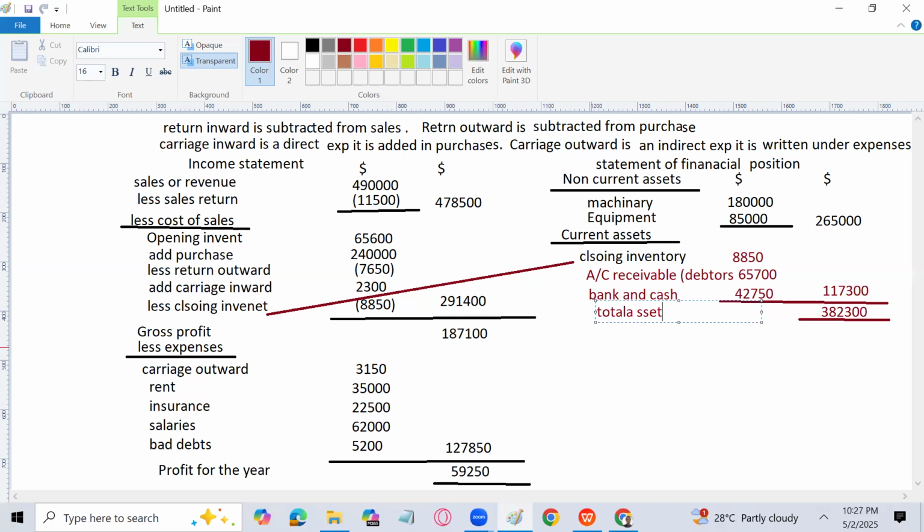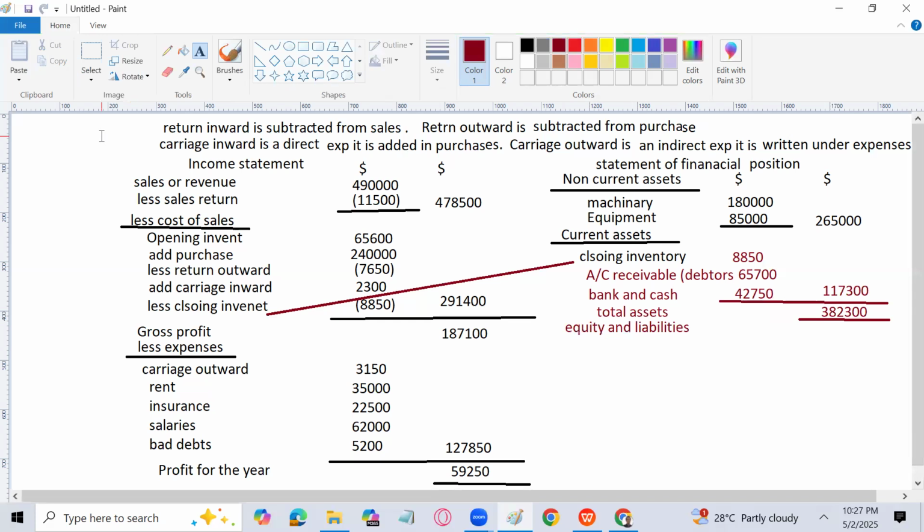Now I'm going to write the capital and equity and liabilities. You can write it down like here: equity and liabilities, or you can say capital and liabilities. That is one and the same thing. So first of all, in equity and liabilities, I have to write the capital. So let me write capital.